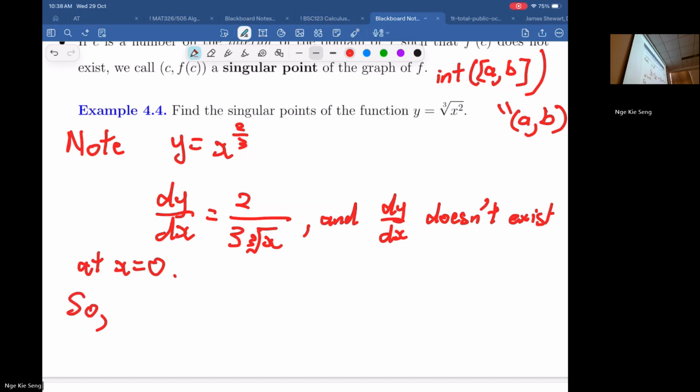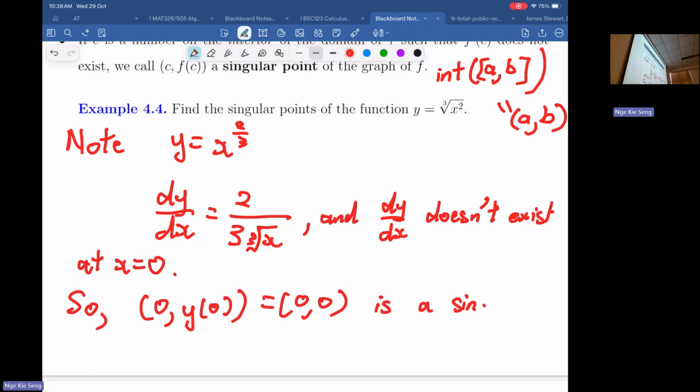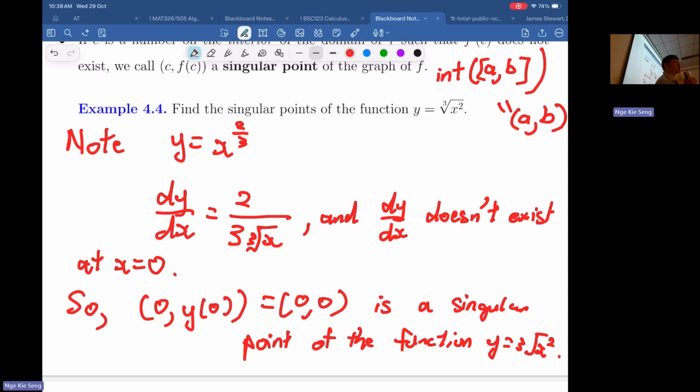So the singular point is 0, and y evaluated at 0 is actually the origin. It's a singular point of the function y equals x to the one-third. Okay, so can you imagine what happens at this point? Can you imagine? The limit from both sides is different, but this is the limit of a secant, and so you might expect some parts, maybe types.